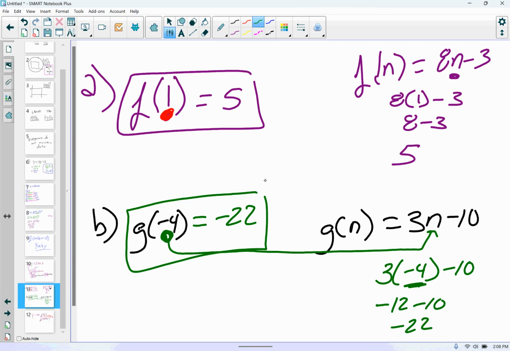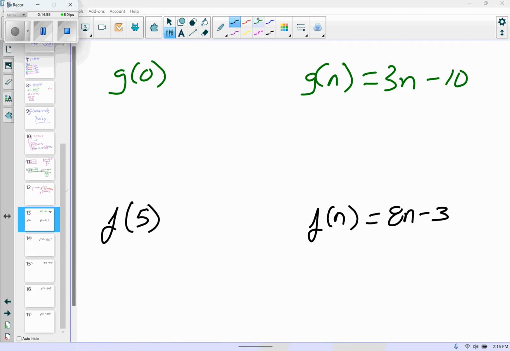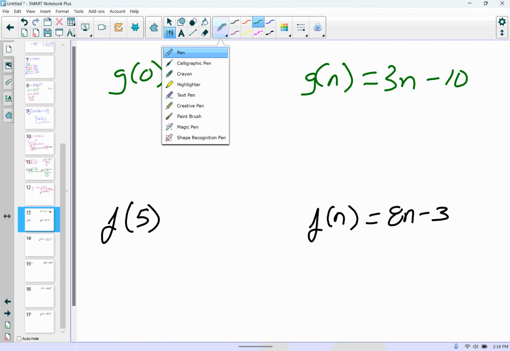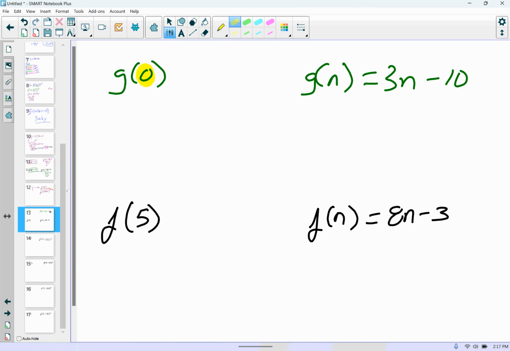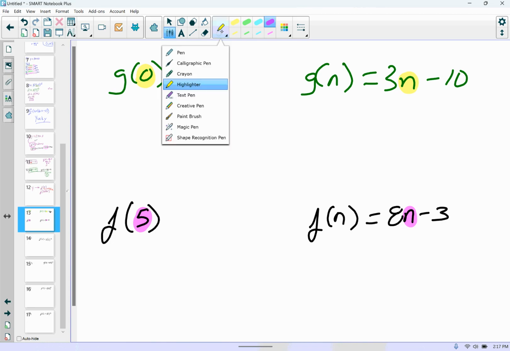Okay? So friends, would you take about 5 minutes and try to do C and D and then A, B, and C on the next one? See if you can figure those out. Talk with your neighbor. All right, so on this particular problem, this 0 right here is going to replace that n. This 5 here is going to replace that n.